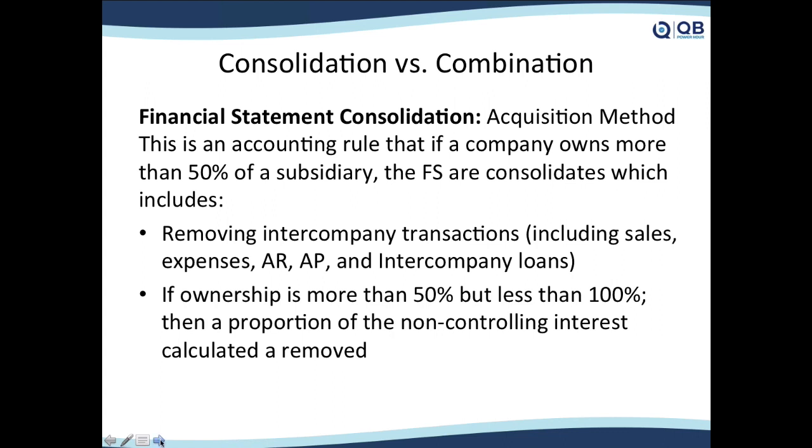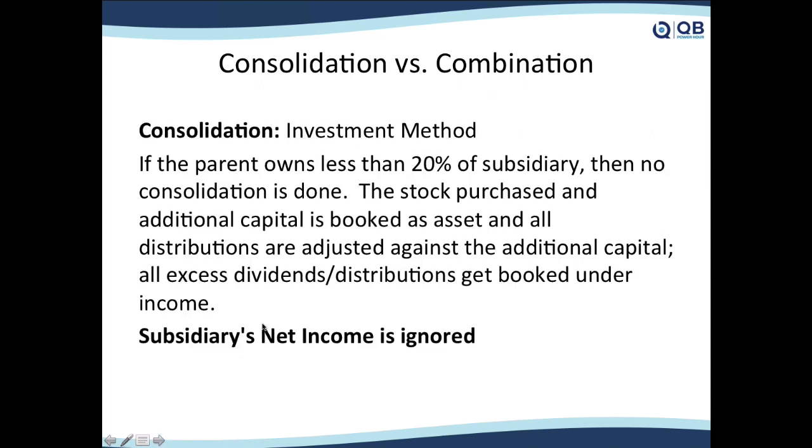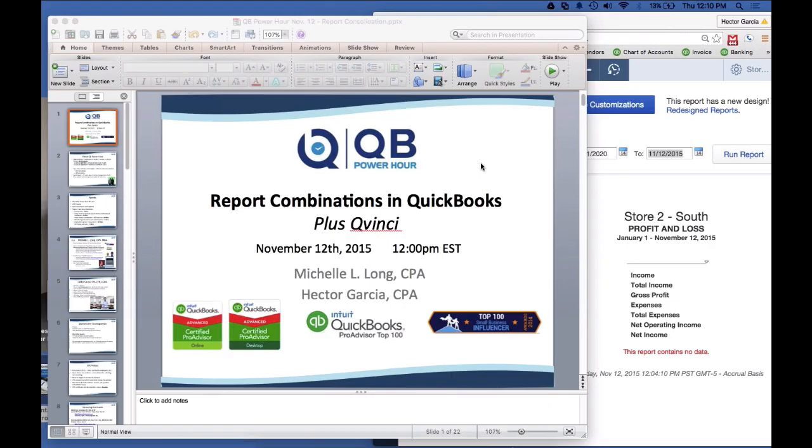Now, there are other consolidation rules that have to do with different ownership percentages. For example, if the parent owns less than 20% of the subsidiary, typically we don't do any consolidation at all. We take the stock purchased and the additional paid in capital, and we book it as an asset, as an investment, as if you were buying a company in the stock market. Any distribution goes against the additional paid in capital, and anything over that, up to your initial stock investment, basically becomes income. So there's no real consolidation being done. The income, expenses, and net income are pretty much ignored, and we only manage the distribution portion.